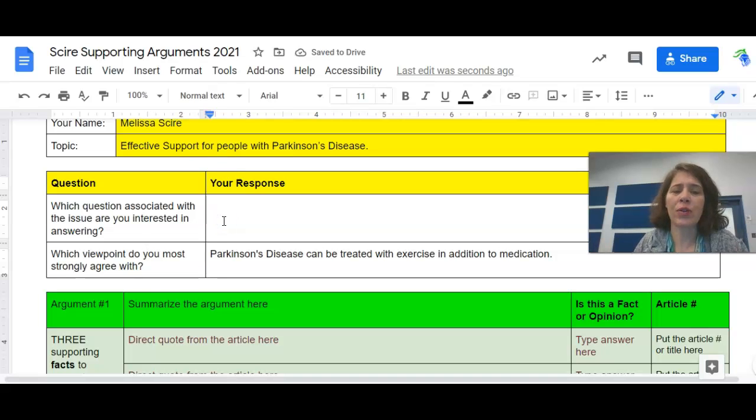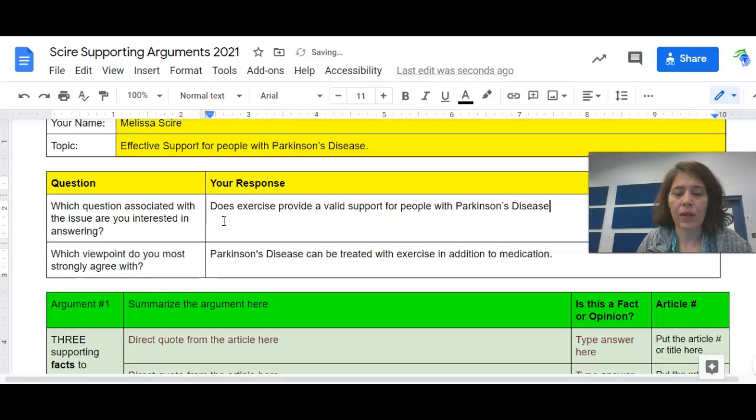Maybe which question associated with the issue. So, does exercise provide a valid support for people with Parkinson's disease? So, really important to note, this space right here is a question. Down here is a statement. If I was you, I would do this backwards. Put the viewpoint that you've decided on here. So I'm saying Parkinson's disease can be treated with exercise in addition to medication.